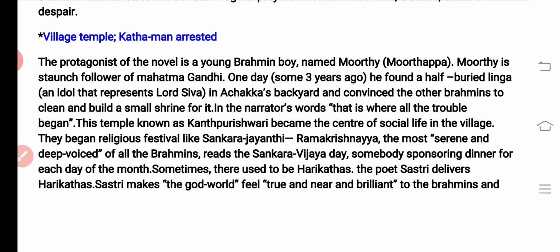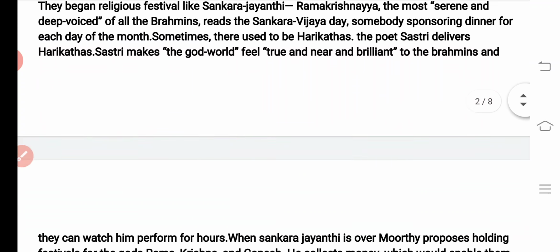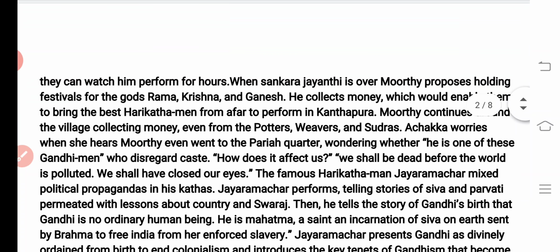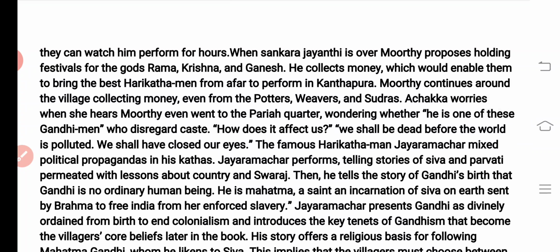Sometimes there used to be Harikathas. Harikathas means tales of the gods. The poet Shastri delivers Harikathas. Shastri makes the god world feel true and near and brilliant to the Brahmins, and they can watch him perform for hours. When Shankar Jayanti is over, Murthy proposes holding festivals for the gods Rama, Krishna and Ganesh.